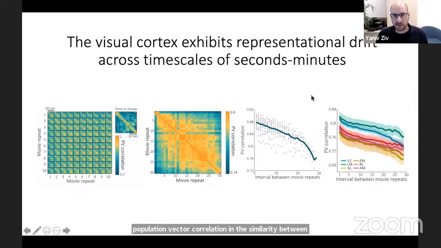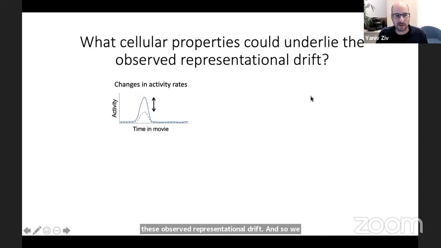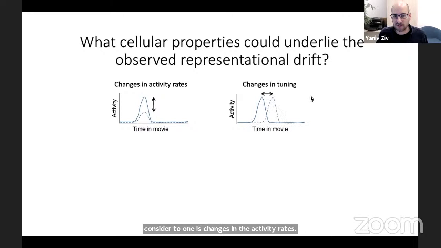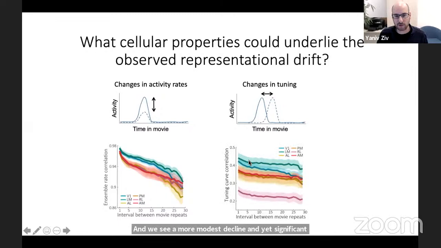Now we ask what cellular properties could underlie this observed representational drift. So we consider two. One is changes in the activity rates, irrespective of changes in the tuning of the cells. And the other is changes in the tuning, which means to which moment in the movie a cell is responding, irrespective of changes in the activity rates. And we found that both of them occur in the data. So here I'm showing you the ensemble rate correlation, or the correlation between the activity rates of neurons, as a function of the interval between movie repeats. And we see a significant decline in this correlation for all cortical areas. And we see a more modest decline, and yet significant in all cortical areas, also for the tuning curve correlation, or the correlation between the tuning curves of individual neurons active on different movie repeats.